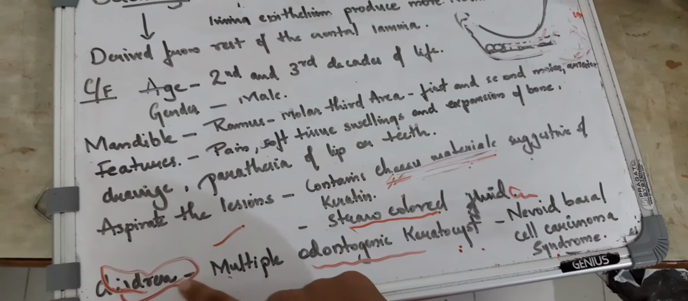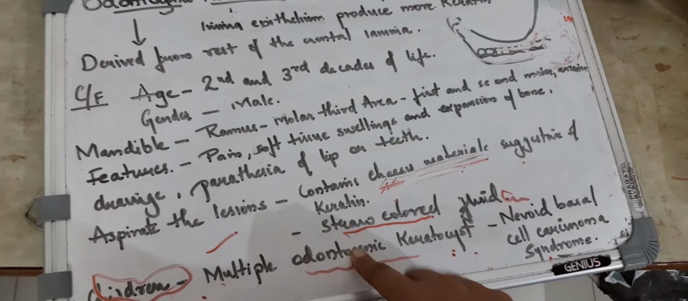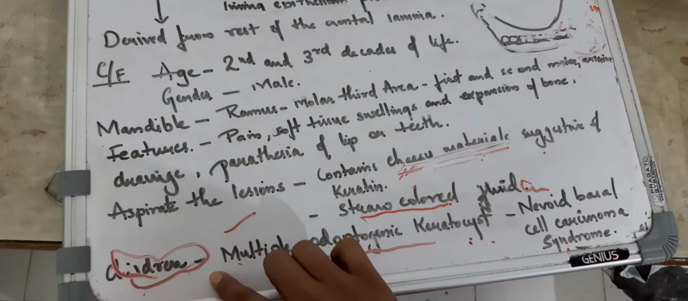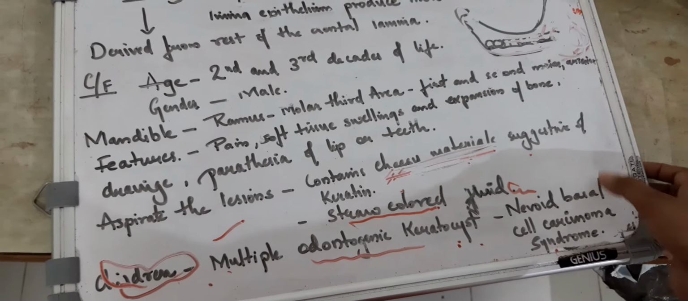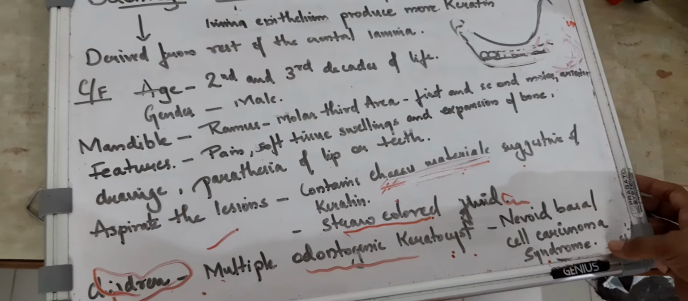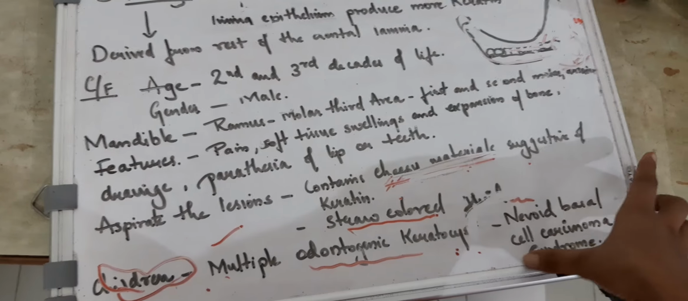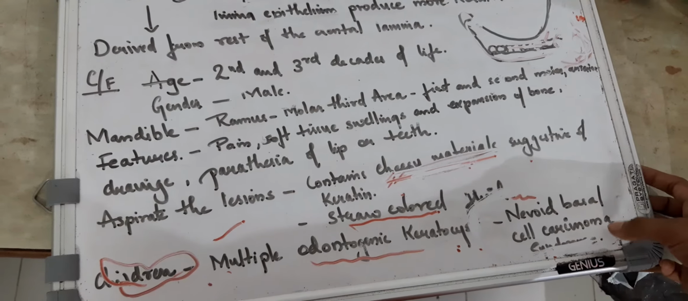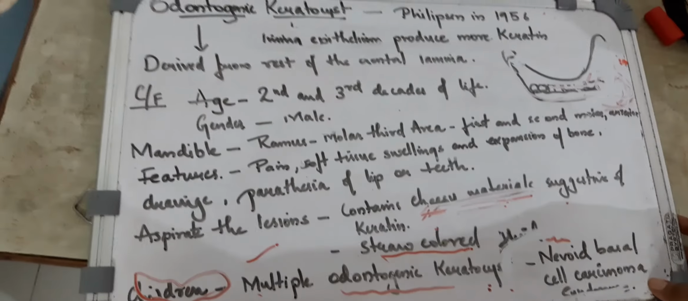They can also occur in children as multiple odontogenic keratocysts, because it is a component of nevoid basal cell carcinoma syndrome. We will discuss nevoid basal cell carcinoma syndrome in another chapter. We will discuss it thereafter. Okay everyone, thank you.